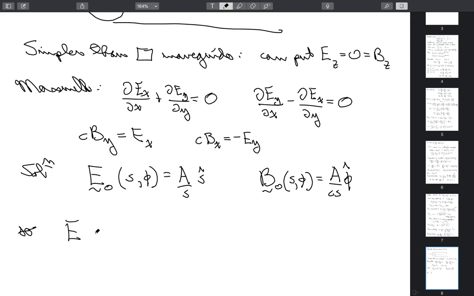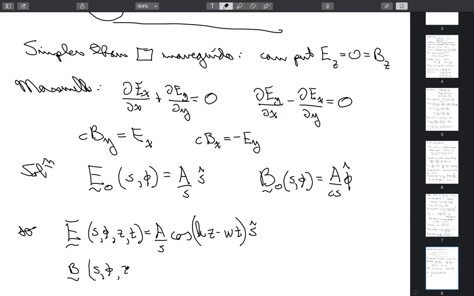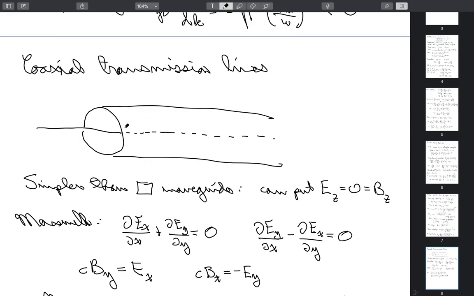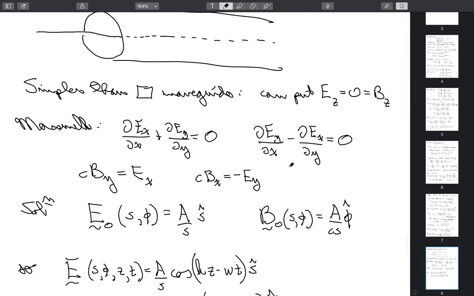So the E field that you would get, which is a function of s, phi, z, and t, would just be this amplitude A over s with the cosine of kz minus omega t in the radial direction, and the B field would be similarly A over c s cos of kz minus omega t in the phi direction. Okay, so this is just the electromagnetic content inside a coaxial cable, and it's quite nice because I'm sure you've come across these coaxial cables. You've got them in your household, so it's nice to be able to solve for the waves in there.